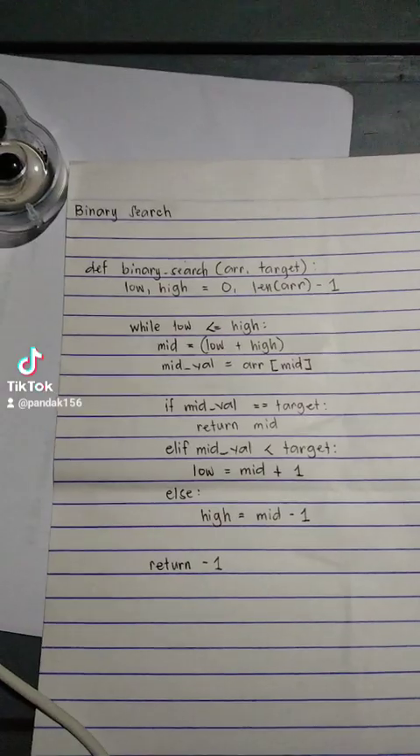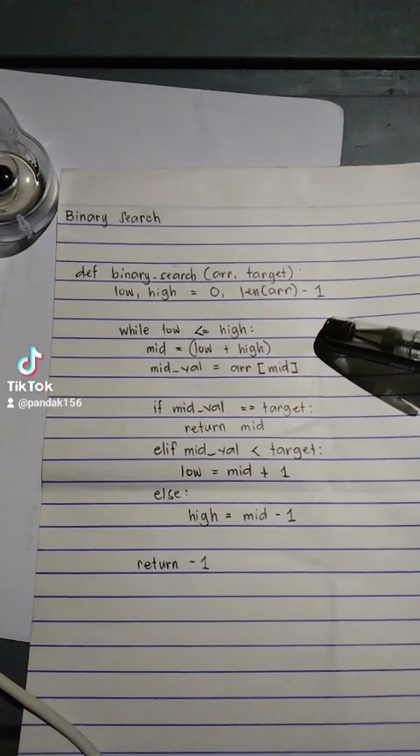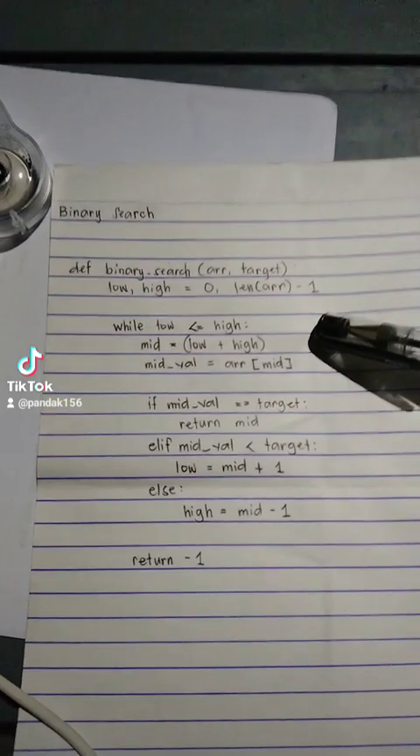Binary search is an efficient algorithm for finding an element in a sorted array. It works by repeatedly dividing the search interval in half. This is my sample code about binary search.